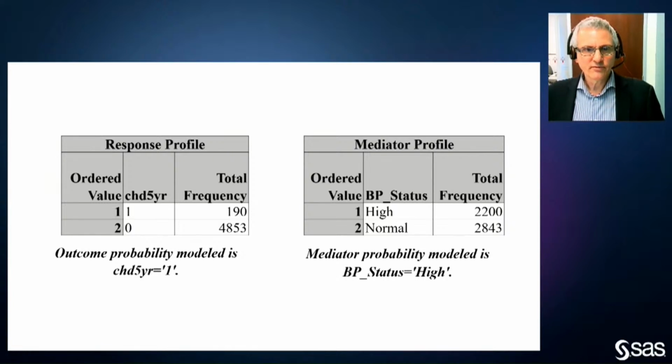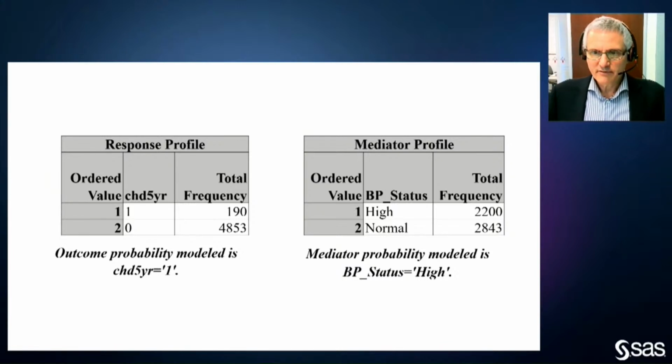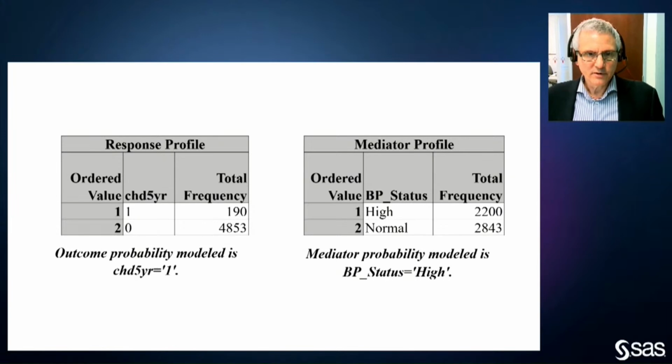Review the response profile and the mediator profile to ensure that the counts for the different levels of the two binary variables are what you expect. For binary variables, we also get notes indicating the levels that logistic regression will model. And we set the levels with the ref equals option on the class statement for these two variables.